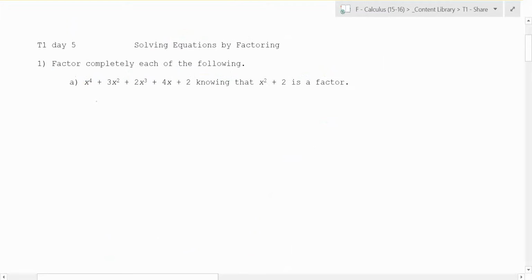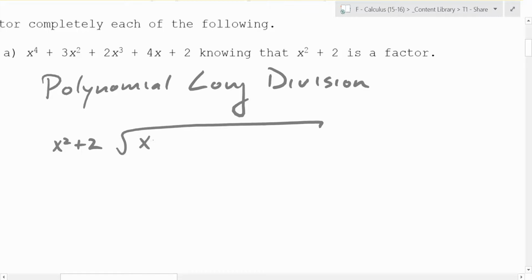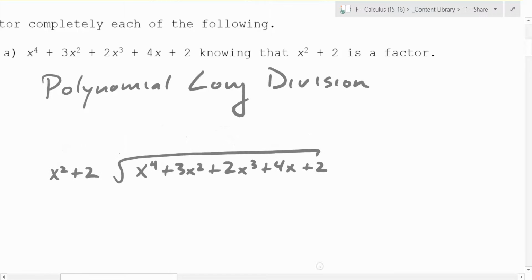It is polynomial long division. How do you think you set up polynomial long division? We're going to use polynomials. What's it going to look just like? Exactly. x squared plus 2. And what are we dividing it into? x to the fourth, 3x squared plus 2x cubed plus 4x plus what? 2. That's literally how you set it up. It's pretty straightforward. Remember this.